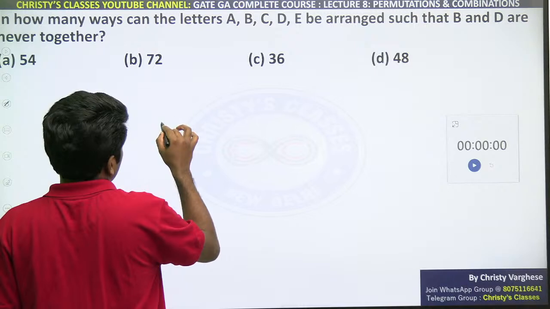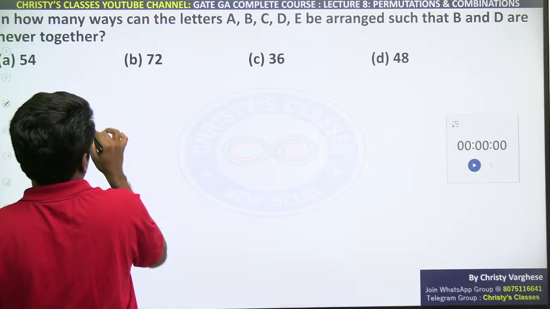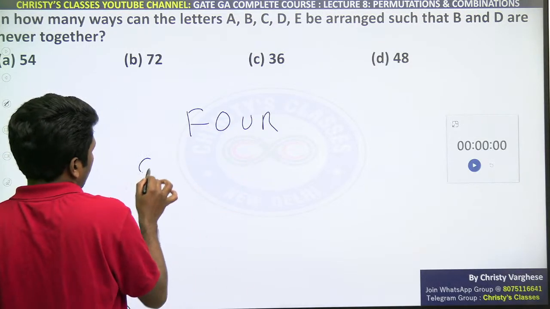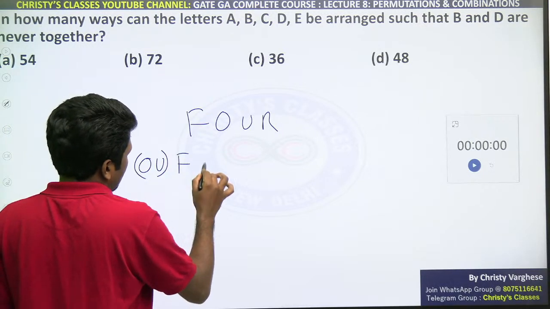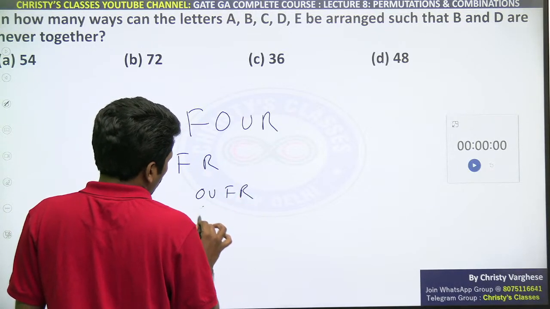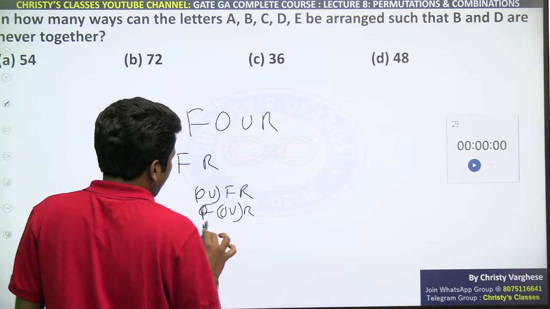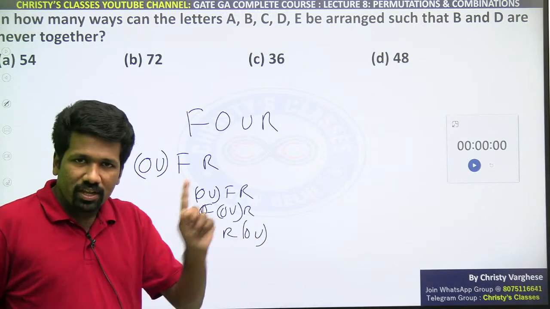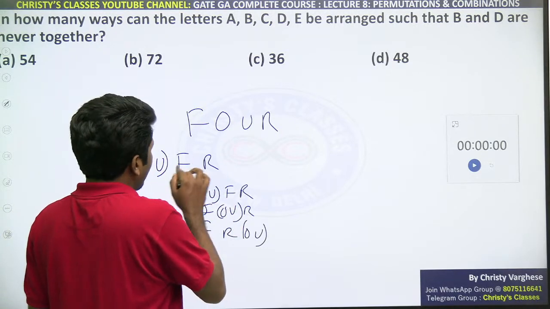If it is like the word ANT, or I'll take a 4-letter word FOUR. How many ways can the vowels O and U come together? So OU together with F and R, there are 3 letters only. So OU F R is a possibility. F OU R is a possibility. F R OU is a possibility. Those of you who are not clear about the concept, listen once again. I am teaching you in detail. Right now these are 3 possibilities. That is why 3 factorial.